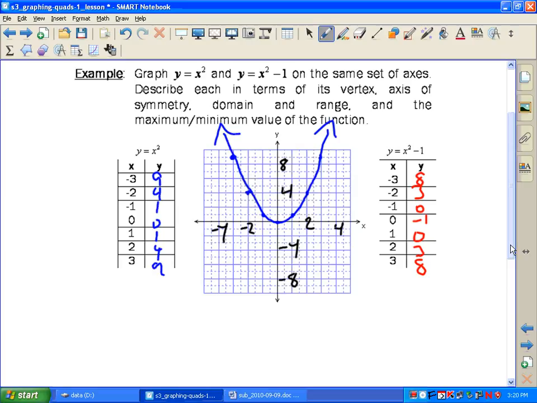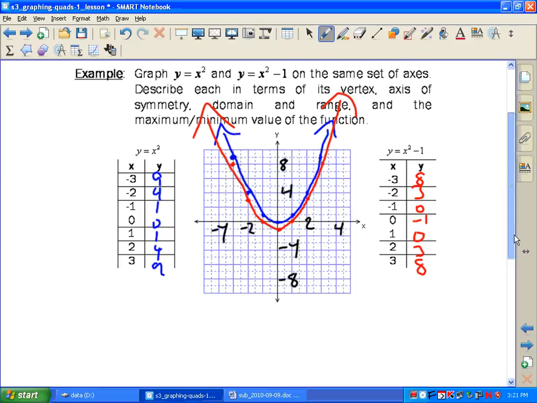So that would be, so what we're going to get is something that looks like this. It's very close to what we graphed in blue, except the difference is that it's just a little bit down because of that minus 1. It moved the graph down 1 unit.